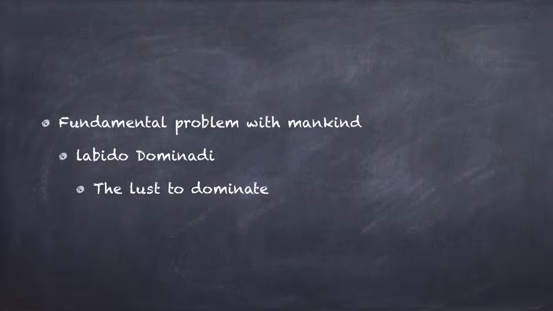There's this fundamental problem with humanity, and it's summed up in two Latin words, libido dominandi, the lust to dominate. This phrase came out of St. Augustine's writings. I believe it was The City of God. If you ever get a chance, it is considered one of the Western classics, and I highly advise you to read it. In there, he refers to libido dominandi as the problem of mankind.